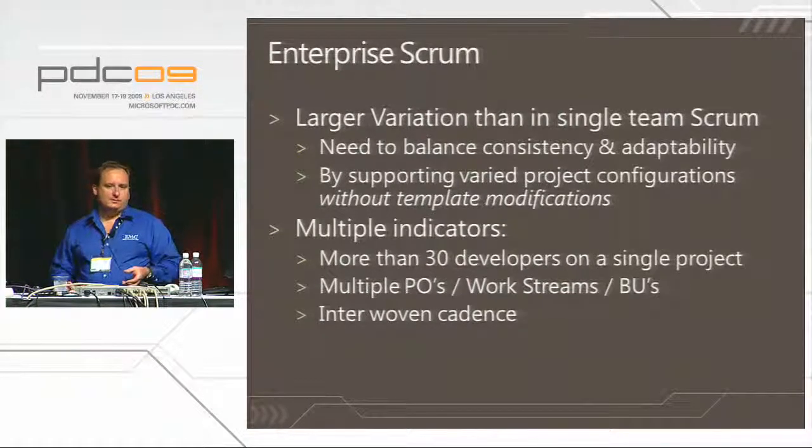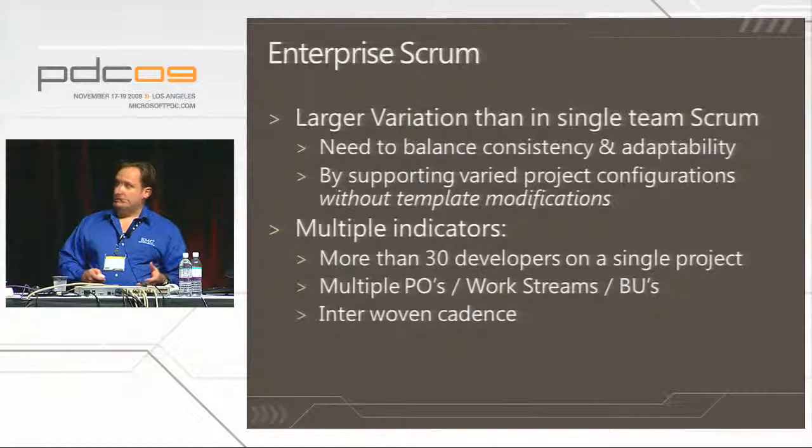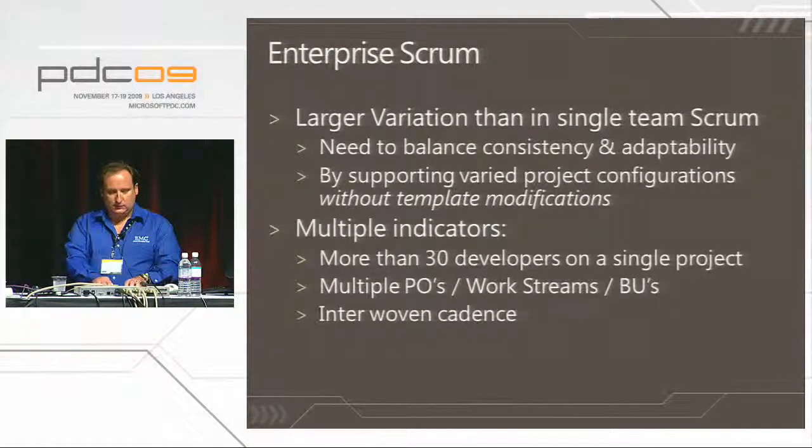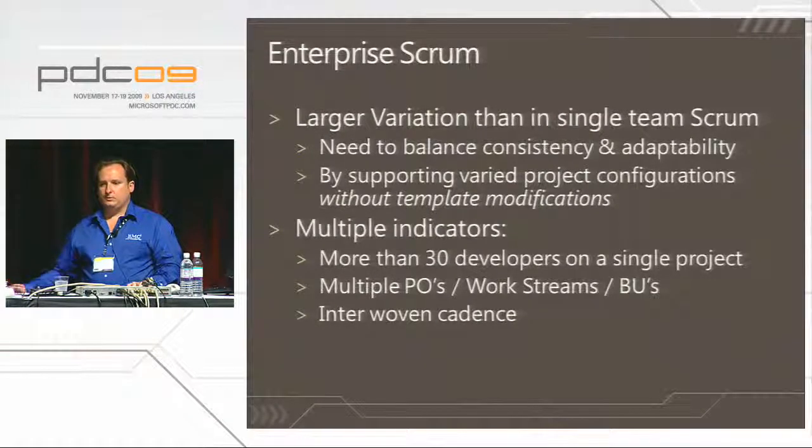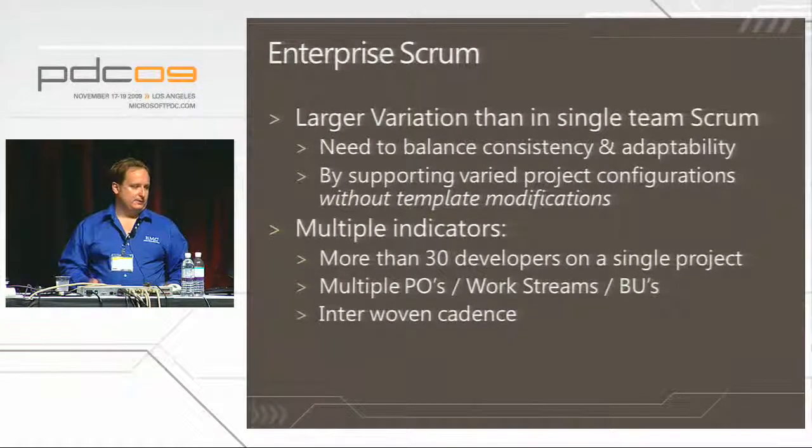So the solution we came up with in 3.0 is we went all the way back to the drawing board and decided we need to support varied project configurations while minimizing our template modifications. Basically, template modification had to be seen as a last resort. You want to be able to do a lot of different things and not have all your reports break, because that's the most frustrating thing, isn't it? You make a few little changes in the XML, and all of a sudden all the reports break. It's a real pain.